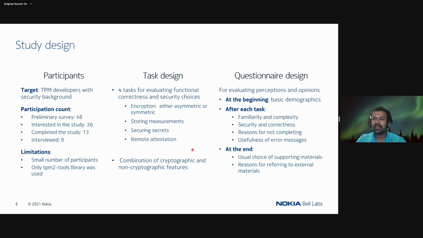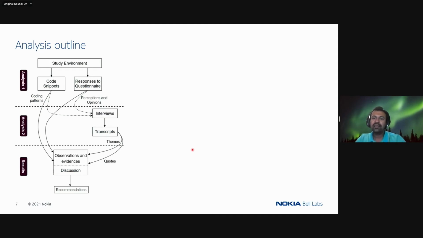So we collected basic demographics at the beginning of the study, and then after each task, we asked about familiarity and complexity perception of the task. Also, we collected participants' perceptions about their code's security and correctness. At the end, we also asked about the usual choice of reference materials and reasons for looking for information outside the library documentation. We conducted the analysis in 2 phases.